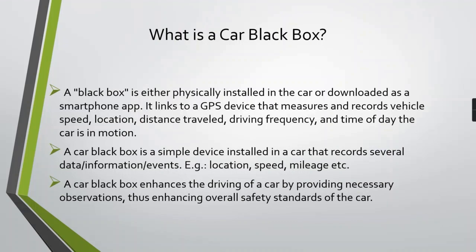Now what is a car black box? It is a simple device which is installed in the car which records several data or information and keeps a track of it. So if an event or an accident occurs, all the events can be checked and detailed analysis can be undertaken, and the cause of the accident can be noted later.